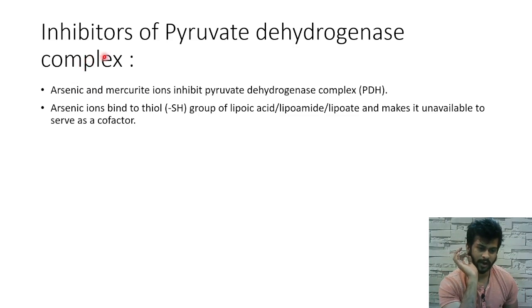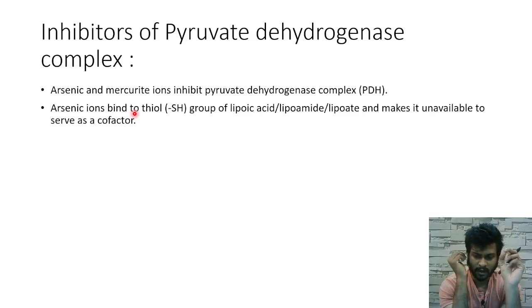Let us look at the inhibitor of pyruvate dehydrogenase complex. Arsenite ions and mercurite ions inhibit pyruvate dehydrogenase complex. Arsenite ions will bind to the thiol group of lipoic acid or lipoamide and lipoate. These are all 3 names of the same lipoamide. Okay, and makes it unavailable to serve as a cofactor.